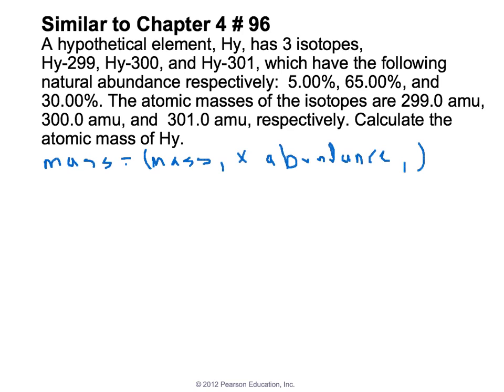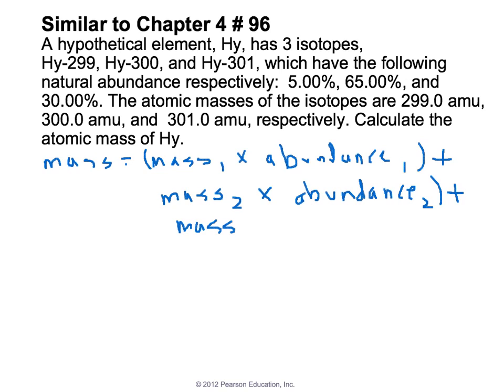And to that, we're going to be adding the mass of isotope 2 times its abundance. Again, don't use the percent. Make it into a decimal number, plus the mass. In this case, we're going to be doing it 3 times, because there's 3 isotopes. So plus the mass of the third isotope times its abundance. If there's 4 isotopes, we'd be doing this yet again, and you just add all the results together to get your grand total.